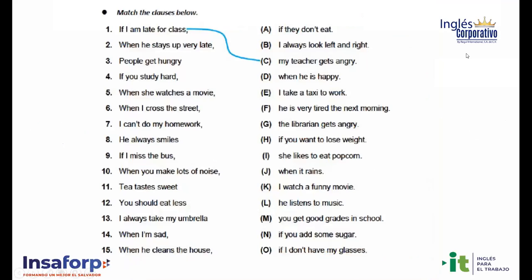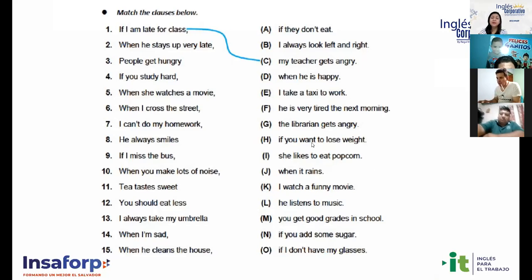Ok, now guys, we have this example. Miren si pueden con el lapicito. Miren si les funciona y pueden. You have to match one clause, the if clause with the result, condition and result. For example, if I am late for class, my teacher gets angry. When he stays up very late, and you have a lot of options here. If they don't eat, I always look left and right. My teacher gets angry. When he is happy, I take a taxi to work.